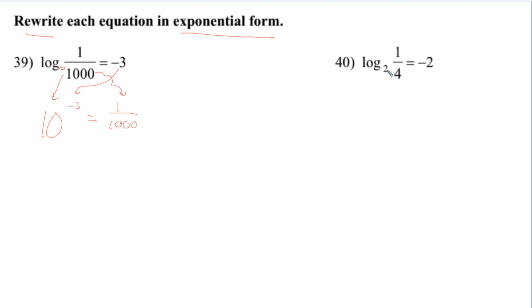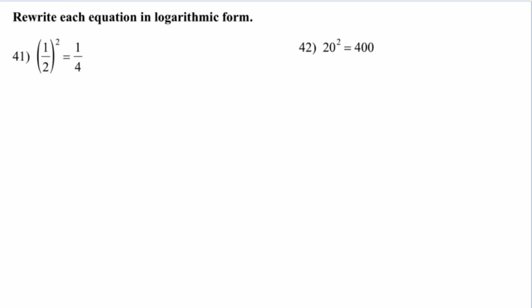Over here, this is going to be similar. So the base 2 to the negative 2 equals 1/4. Going back the other direction, we're starting with an exponent. 1/2 to the second equals 1/4. So thinking backwards, the base of the exponent will be the base of the logarithm. So log base 1/2 of 1/4 is equal to 2. And over here, log base 20 of 400 equals 2.